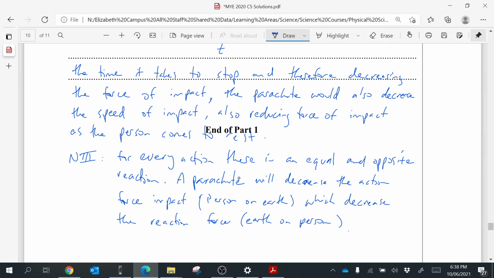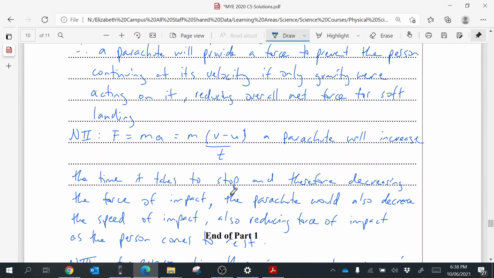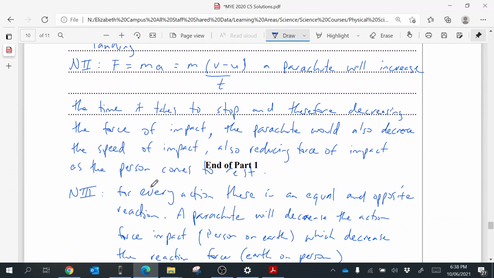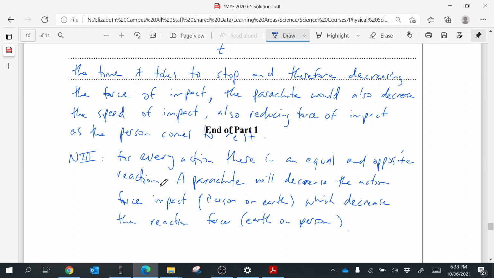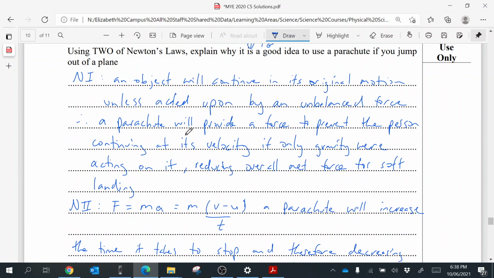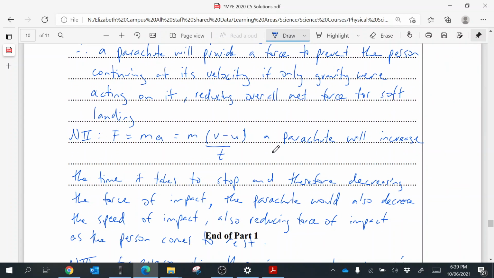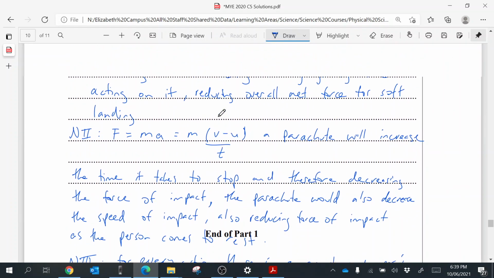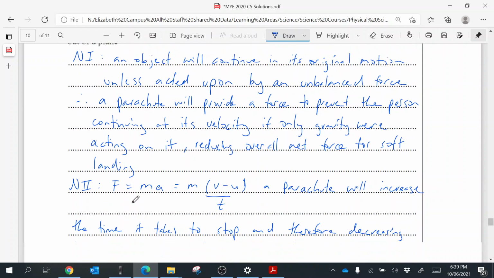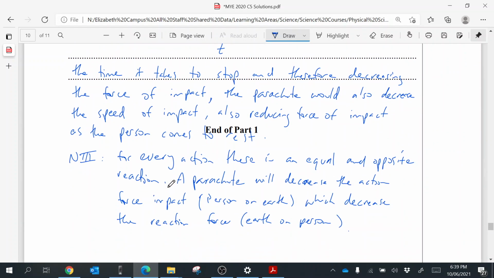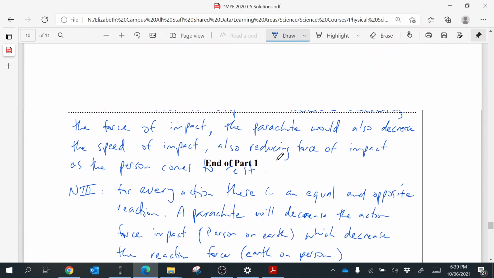Something like that. In these ones, you want to state the Newton's law that you're applying. So in each of these, I've stated what the Newton's laws are, just to show that I know what they are, and then I've tried to relate it back to the problem at hand. So the most satisfying answers would be Newton's first law and second law in this case. Newton's third law is a bit wishy-washy, but you could probably still get away with it if you've got a generous marker.